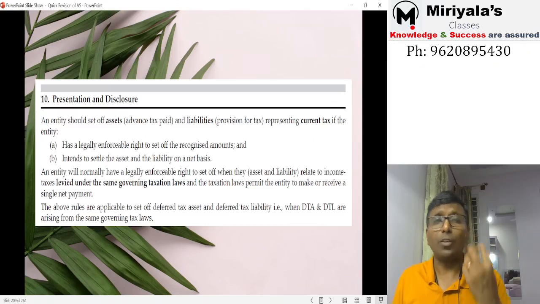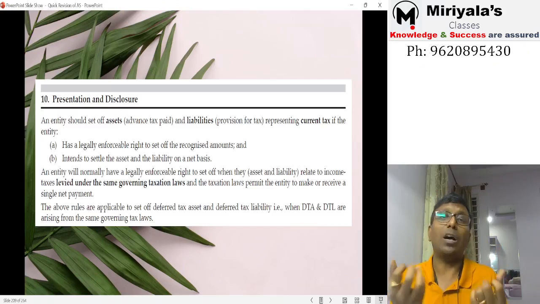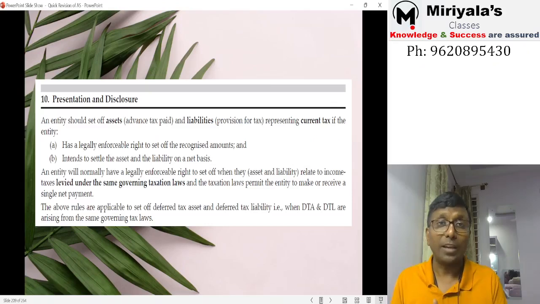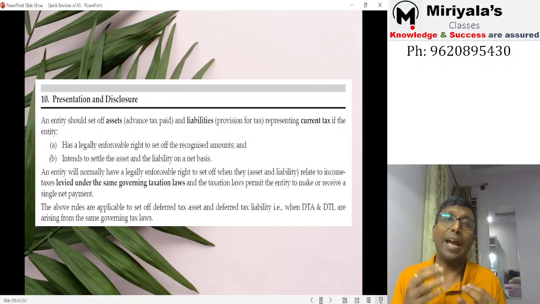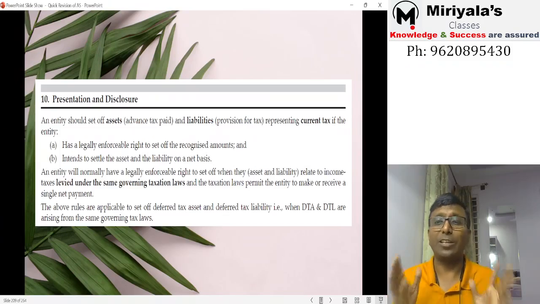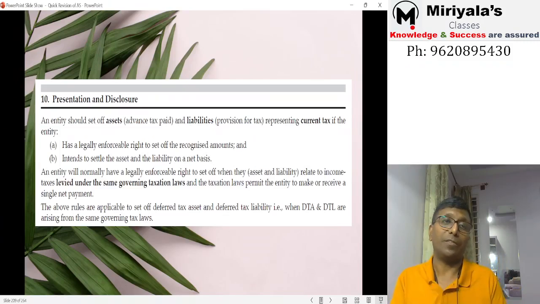Suppose you have got a deferred tax asset and you have got a deferred tax liability. The question is, can you offset? You can offset if both are arising from the same Act. Anyhow, in India, we have only one tax Act. So, if both arise from the one Income Tax Act, you will be able to offset deferred tax asset with deferred tax liability. Now, sometimes what happens?